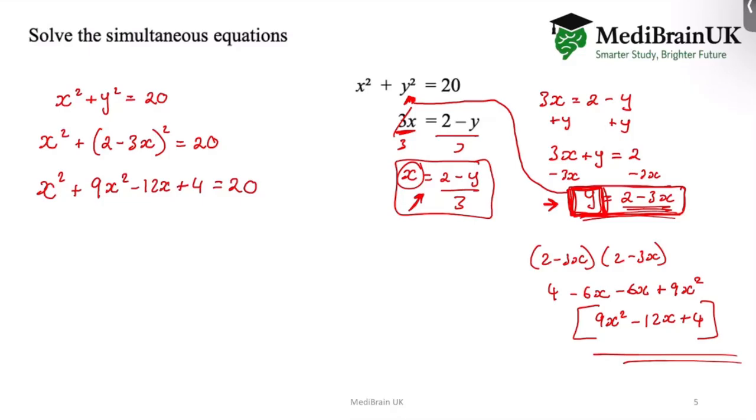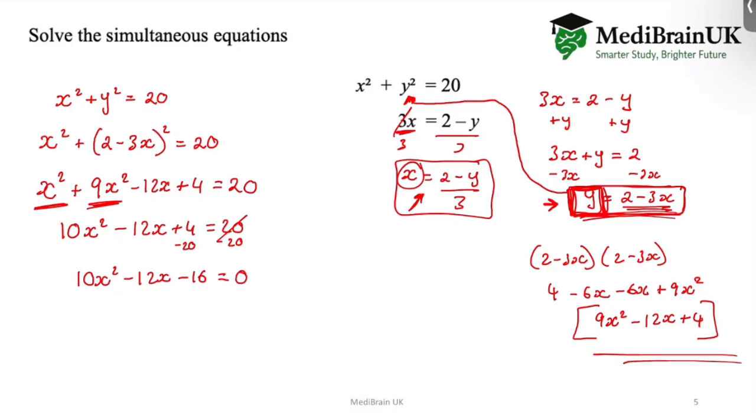Let's tidy it up a bit. We have an x squared here and a 9x squared here. Adding them together, we get 10x squared. So we have 10x squared minus 12x plus 4, and that's equal to 20. Now let's move this 20 to the other side so we have everything on one side of the equation. We subtract 20 from both sides. That's going to get rid of the 20 on this side. So you're left with 10x squared minus 12x minus 16, and that's equal to 0. So 4 minus 20 gives you minus 16.